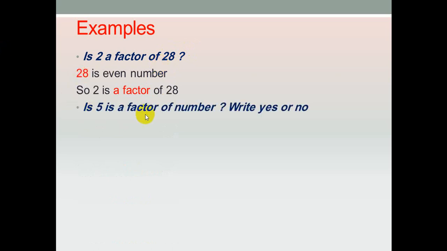Is 5 a factor of the number, yes or no? Here we have 27, 30, 36, 53. This number is divisible by 5 if the ones digit is 5 or 0. Look here, 7. It's not divisible, so 5 is not a factor. Here 30, look at the ones: 0. Yes, 30 is divisible by 5, so 5 is a factor of 30.